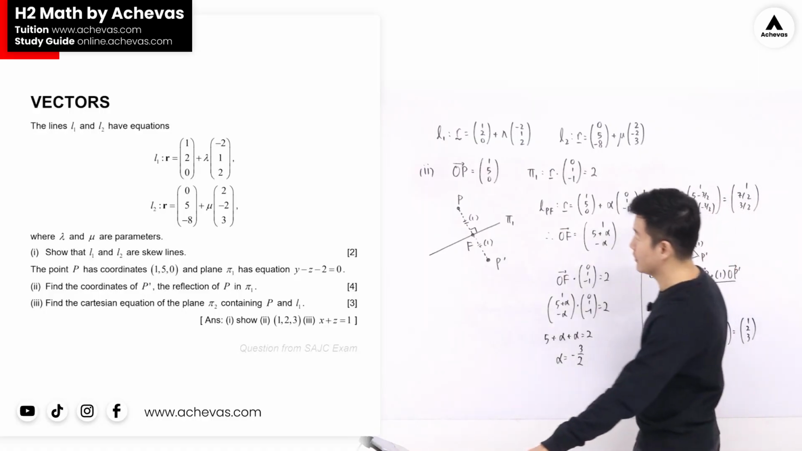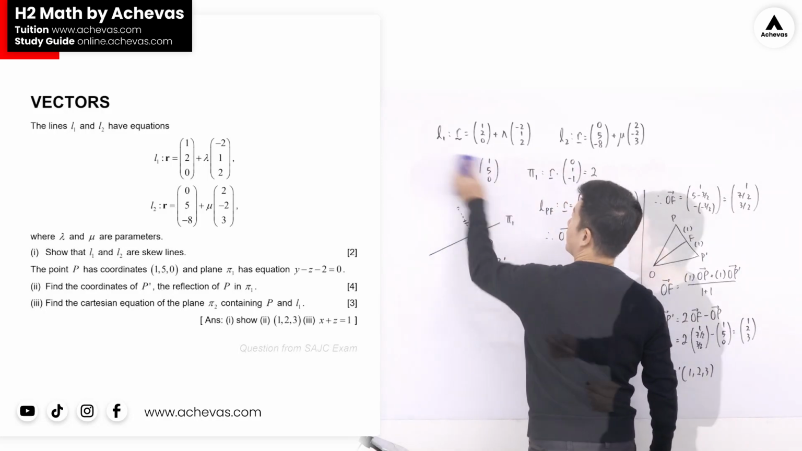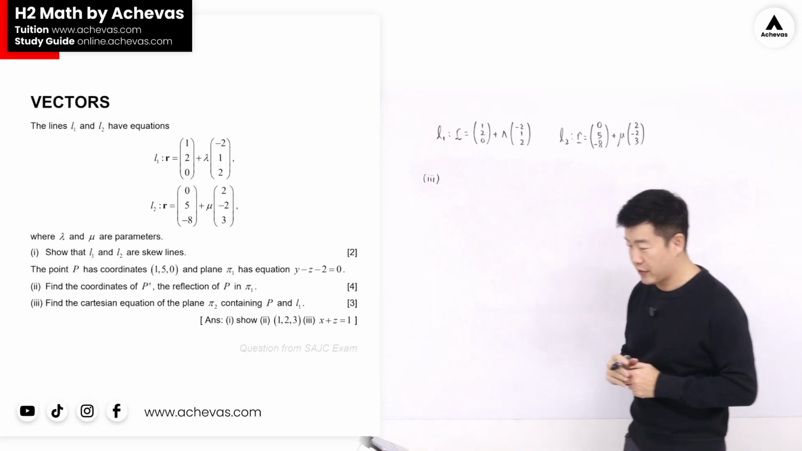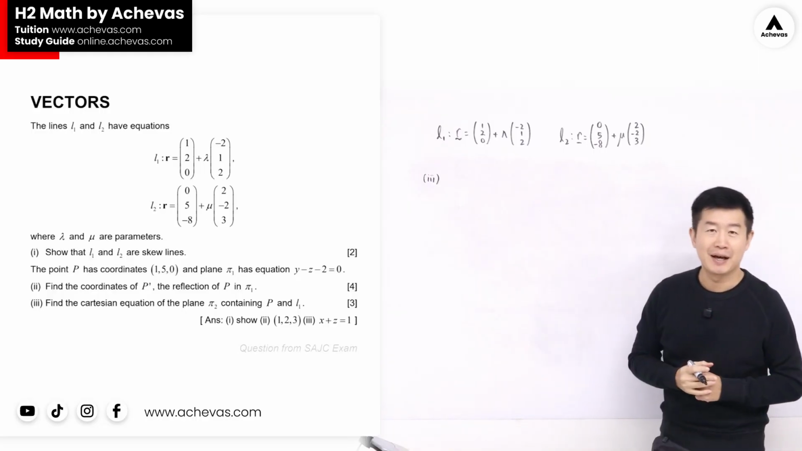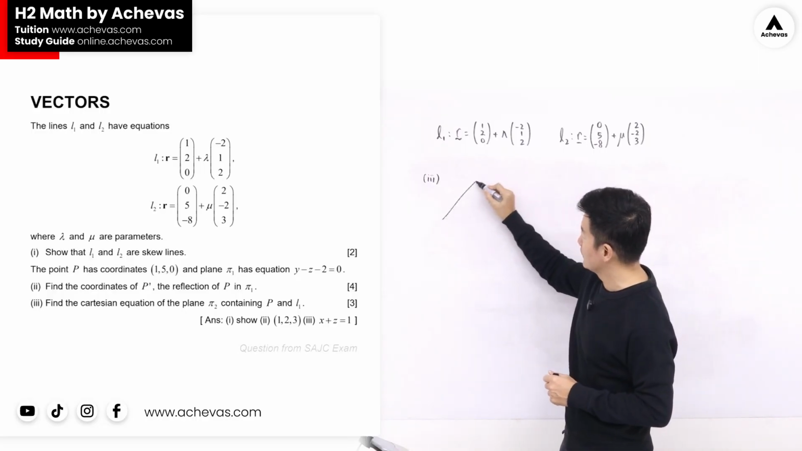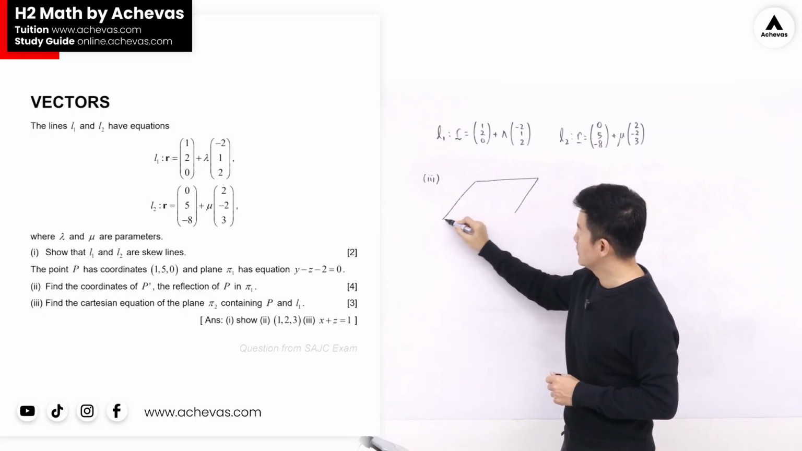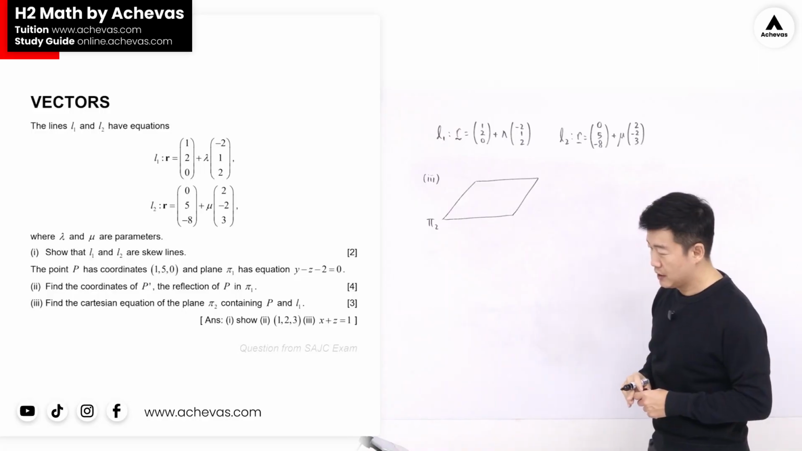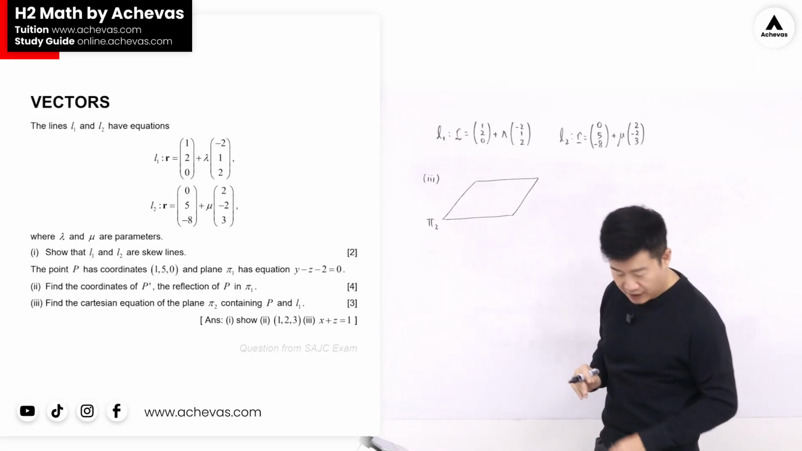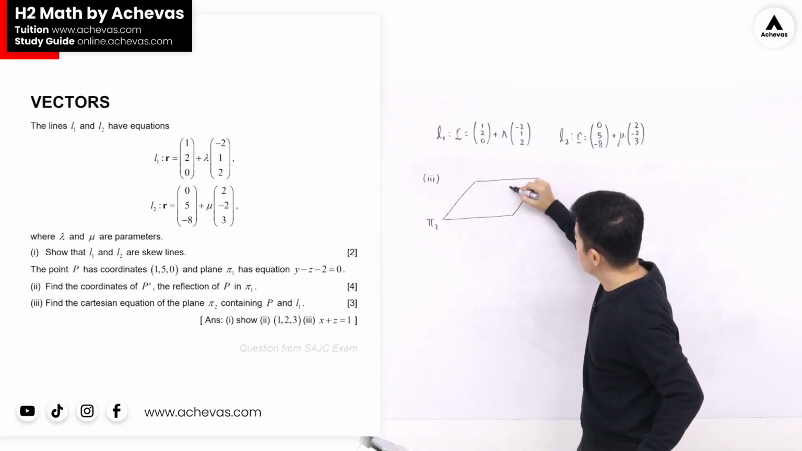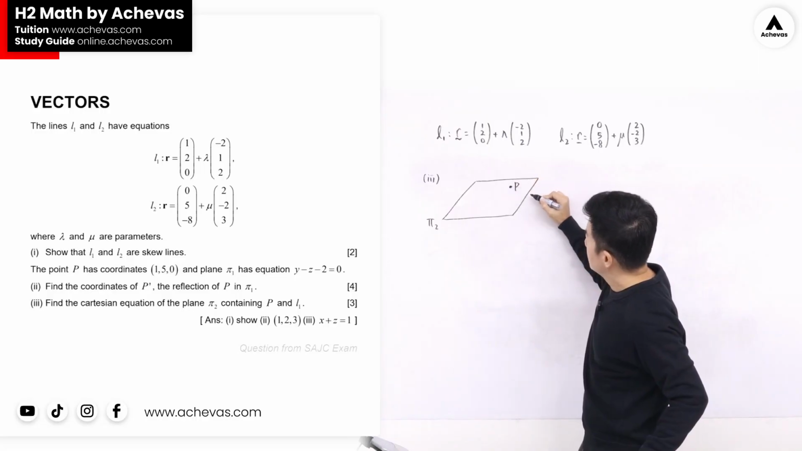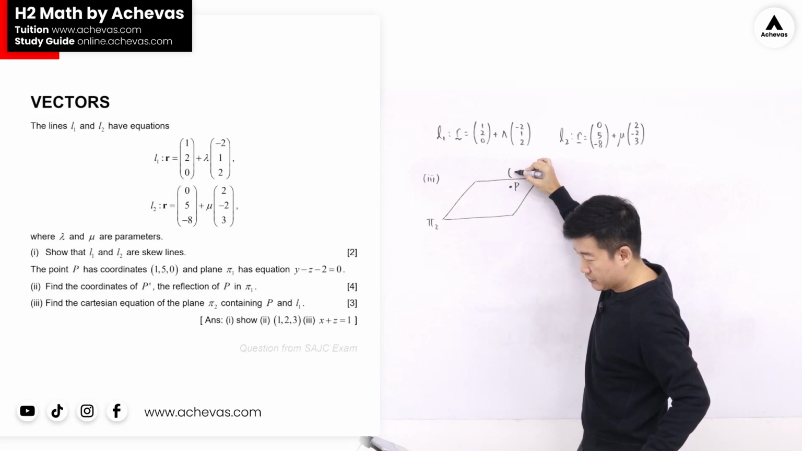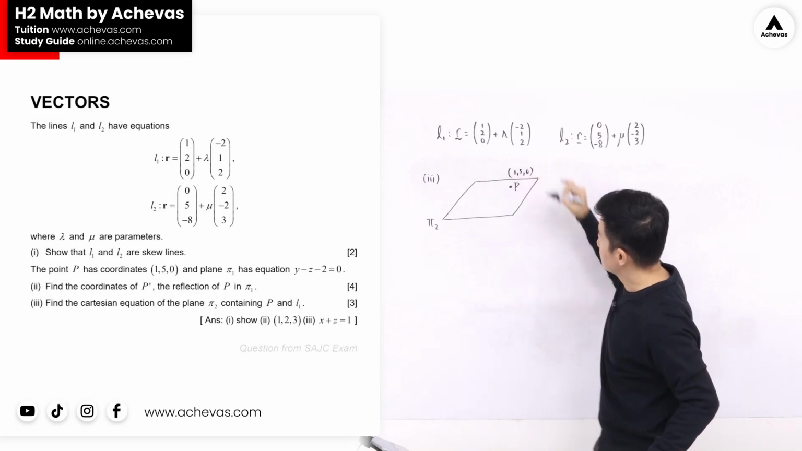Let's take a look at part 3 of this question. In part 3, we are given yet another scenario. Now we have the plane pi 2. Let me do a sketch of the scenario. So let's say this over here is the plane pi 2. The question says that the plane pi 2 contains the point P. Let's say the point P is here, which means that the coordinates of this point are 1, 5, 0.